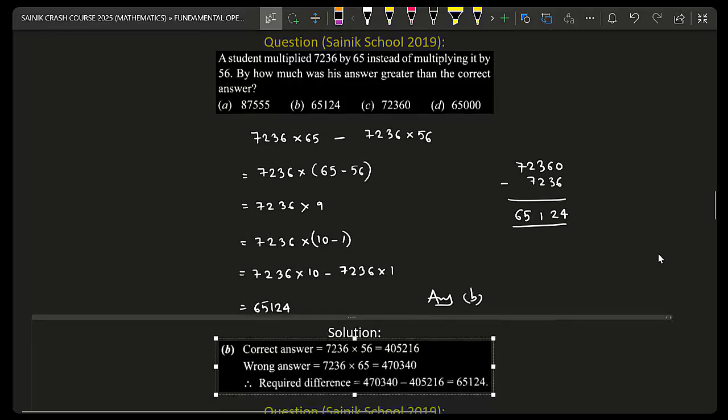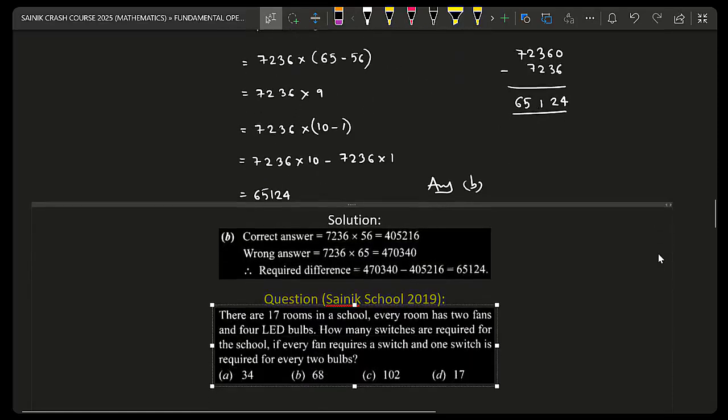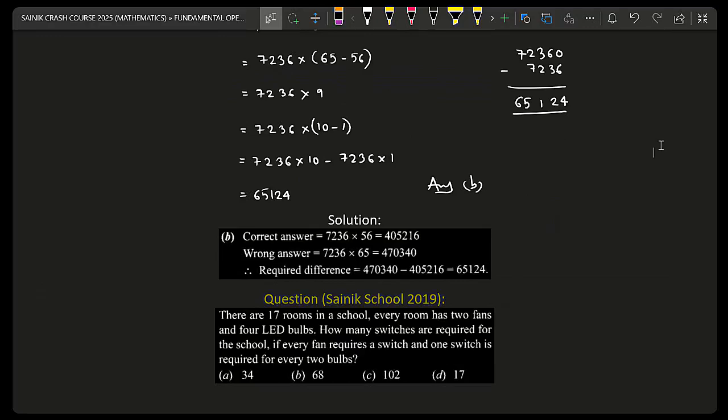Next question. All of you try the next one. There are 17 rooms in a school. Every room has 2 fans and 4 LED bulbs. How many switches are required for the school if every fan requires a switch and one switch is required for every 2 bulbs?